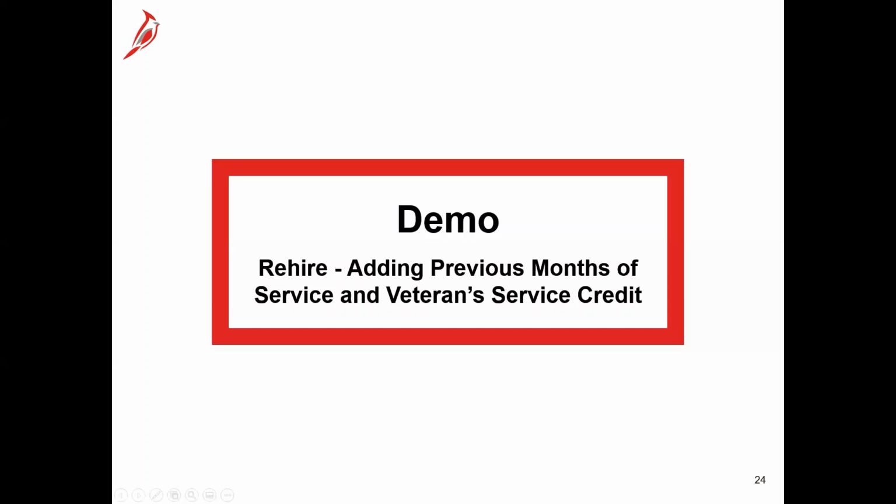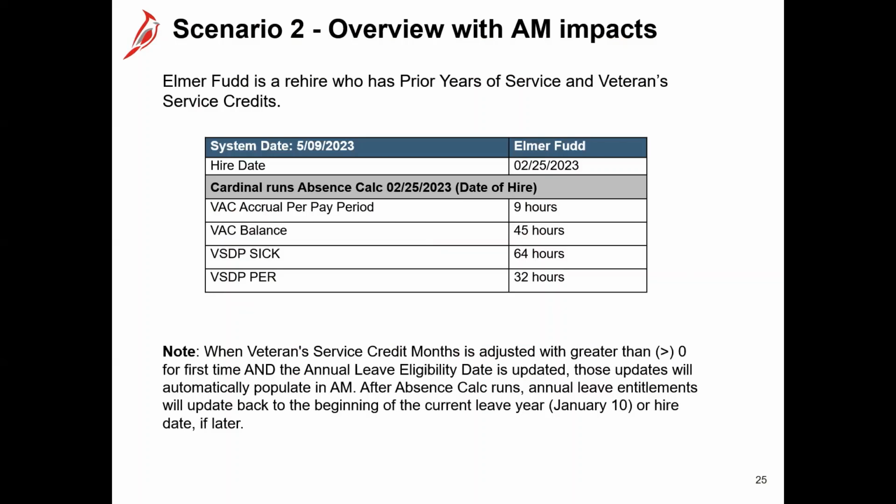All right, now I'm going to hand it off to Susie to go over the impacts to absence management. Okay, so you'll notice that we didn't have a lot of data that was entered previously, because in this scenario of this rehire, the HR administrator at the time of the hire didn't have the prior years of service or the veteran service credit. So none of that had been keyed yet. So that's why there's nothing, like in the previous example, where you had the balances prior to the entries. Well, in this scenario, nothing had been keyed previously, so there's nothing to compare to.